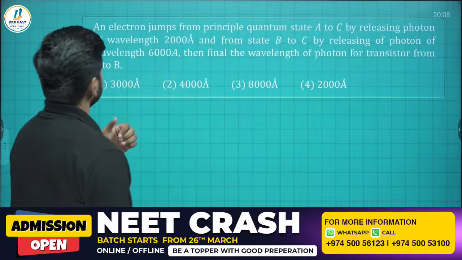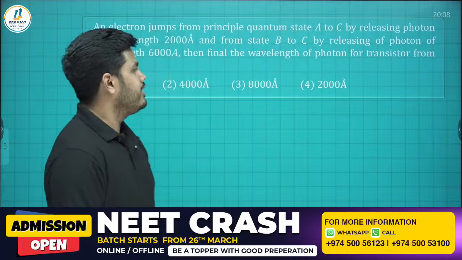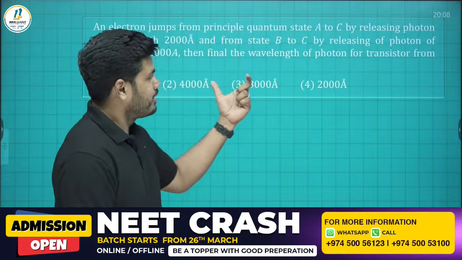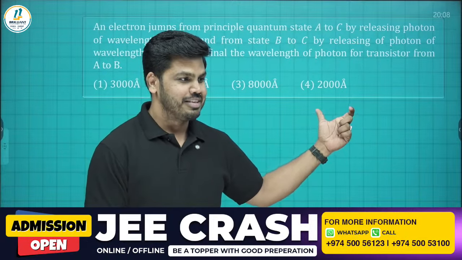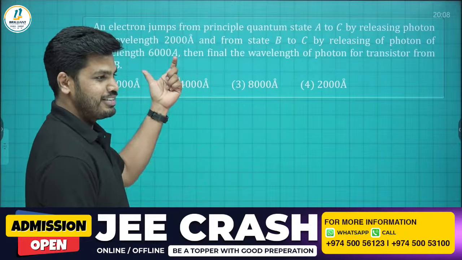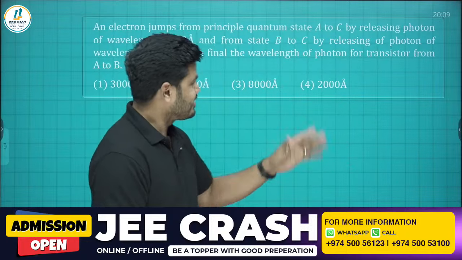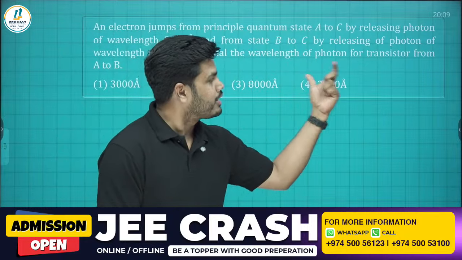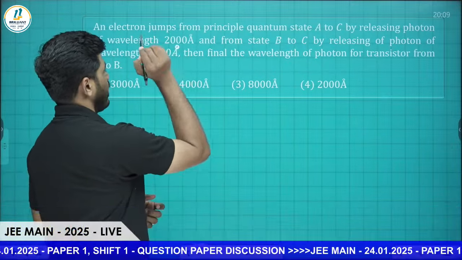Okay, right. An electron jumps from principal quantum state A to C by releasing a photon of wavelength 2000 angstrom, and from state B to C by releasing a photon of wavelength 6000 angstrom. Okay, angstrom. Whenever I start a discussion, it will be either dual nature or atoms or nuclei. These kinds of questions will be coming first. Today also, just a coincidence.